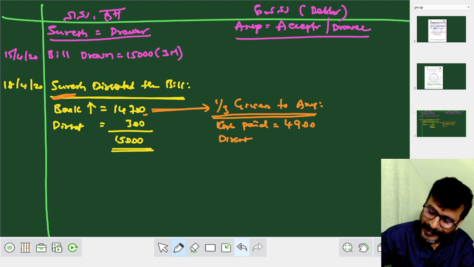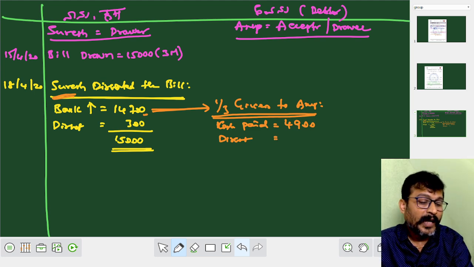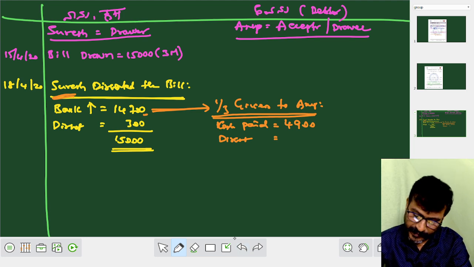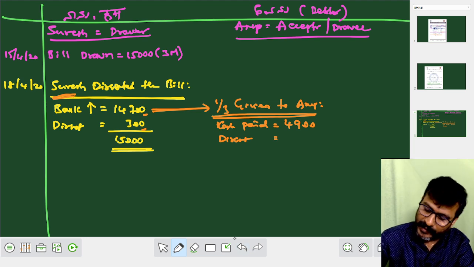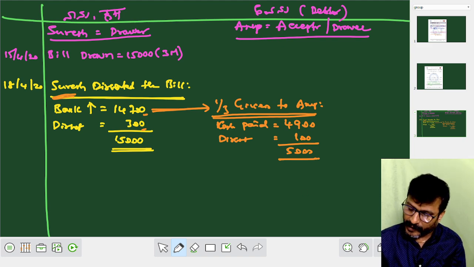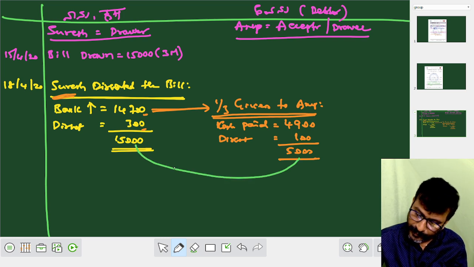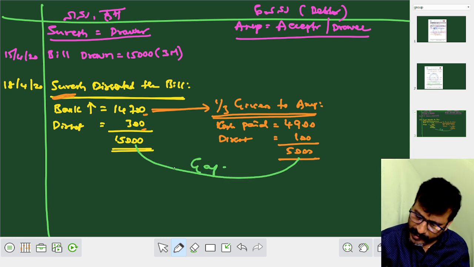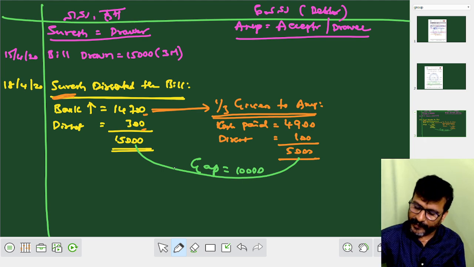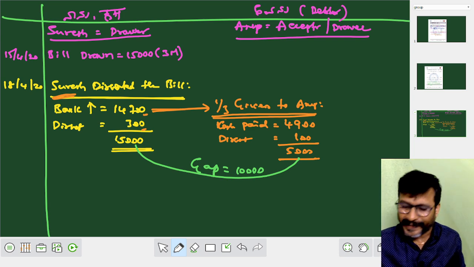Then we have to take discount also. How much amount of discount? Out of 300, you take one third. See, out of 300, you take one third. One third comes to 100. It is 5,000. Okay. Now, for the time being, you work out the gap. The gap between these two is 10,000 rupees. Remember this gap, it is a very important point for further calculation.